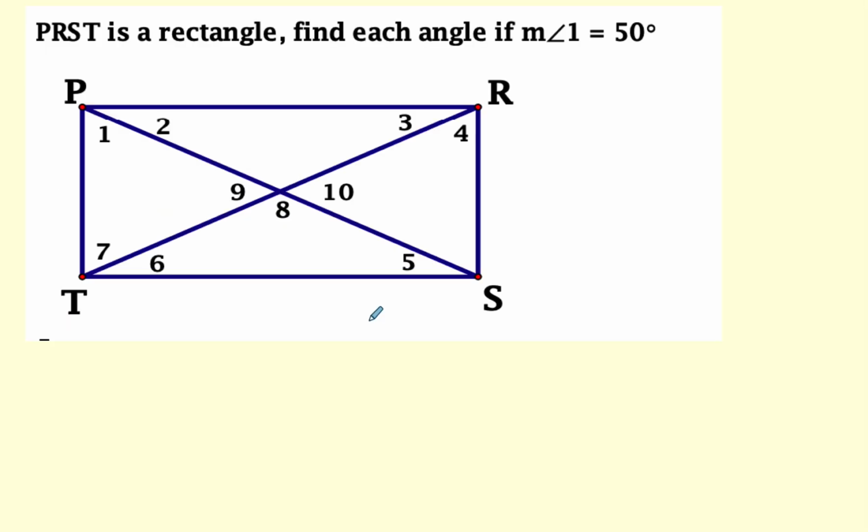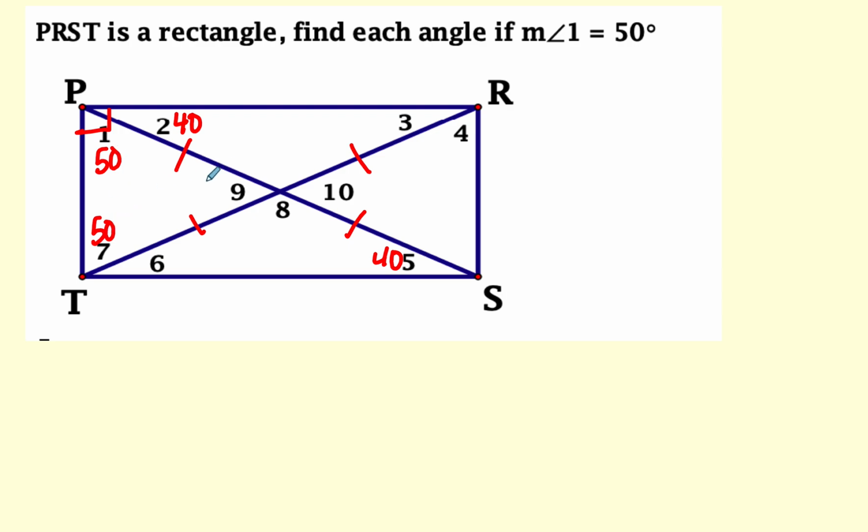All right, so let's take a look at this. This is a rectangle. We want to find each angle if angle 1 is 50. So this is 50. I know this is a right angle, so this will have to be 40. Now this is the alternate interior angle, so that's 40. And let's see, remember this is an isosceles triangle. All of these parts are the same, so this is going to be 50.